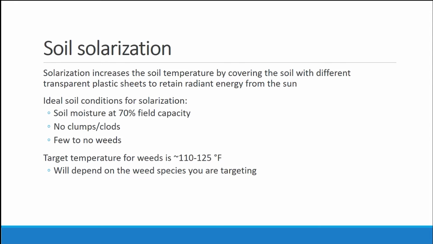The target temperature for weeds is higher than what we normally are trying to target with certain plant pathogens that we have used soil solarization for. So it's kind of high, 110 to 125 degrees Fahrenheit. It's really going to depend on the weed species you're targeting. So knowing what weeds you're really struggling with is going to help you know what to do.